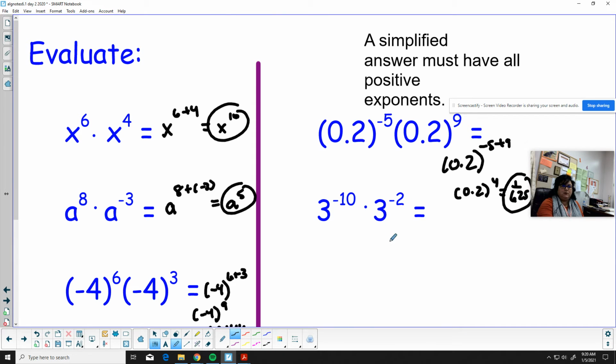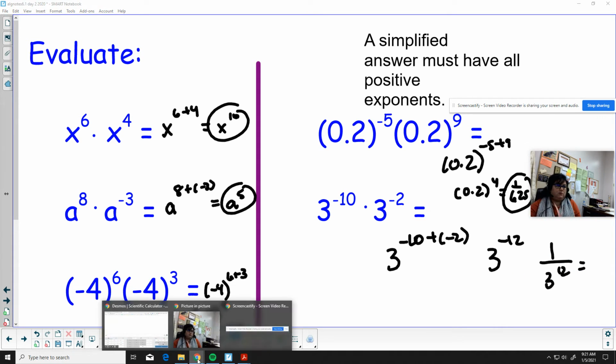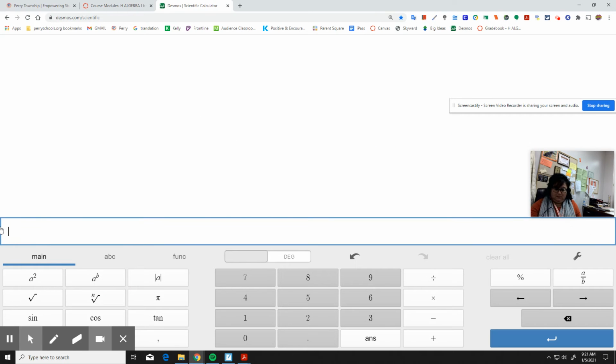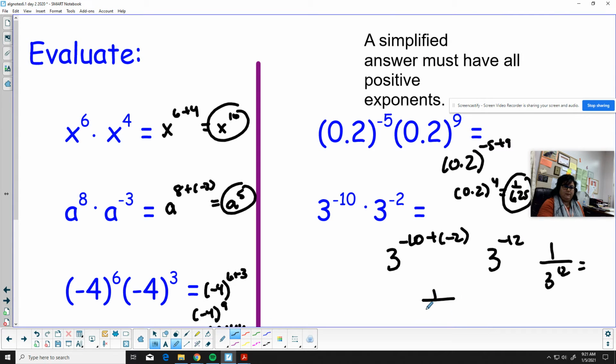And then the last one here, same bases. So this is negative 10 plus negative 2, so that's 3 to the negative 12. He's unhappy, so I move him to the bottom. Now I just need to know what 3 to the 12th is. 3 exponent 12 is 531,441. Let's see if I can remember that. 531,441.